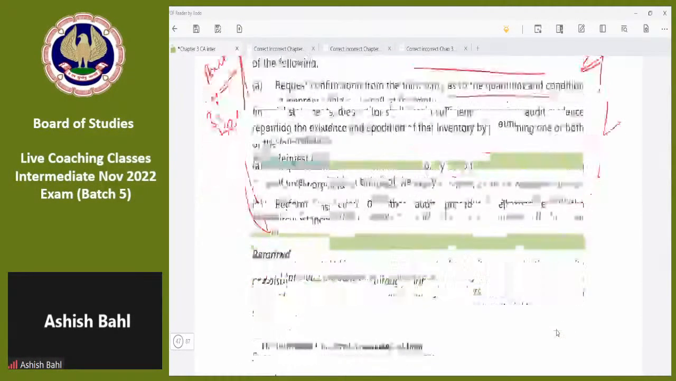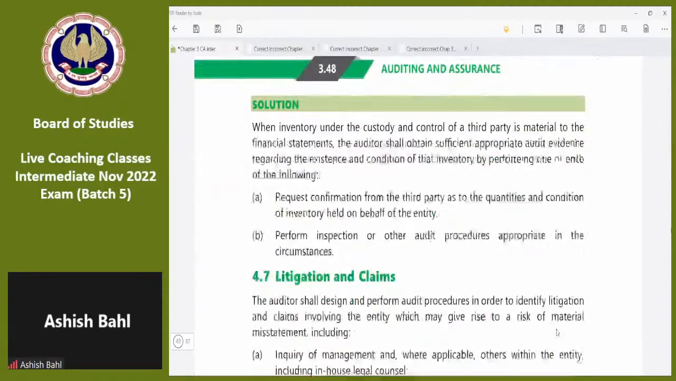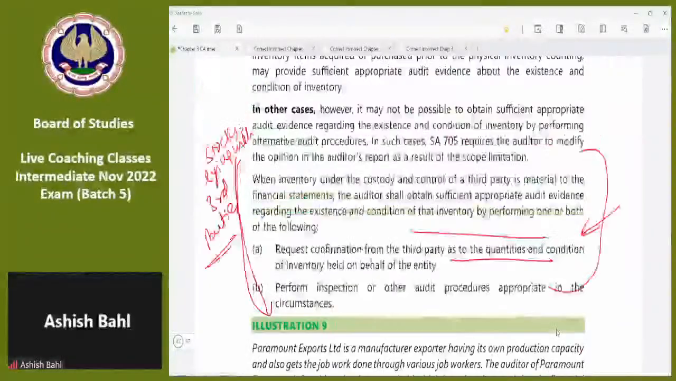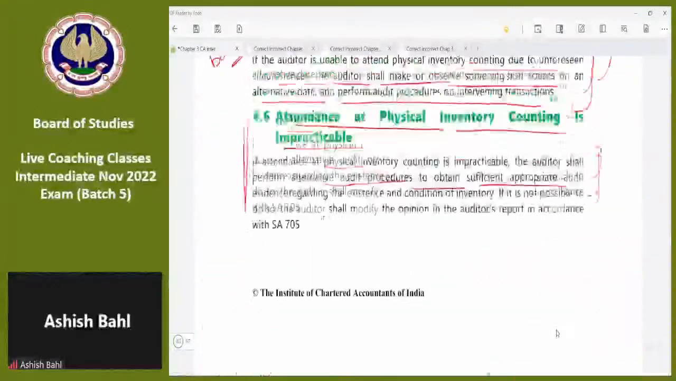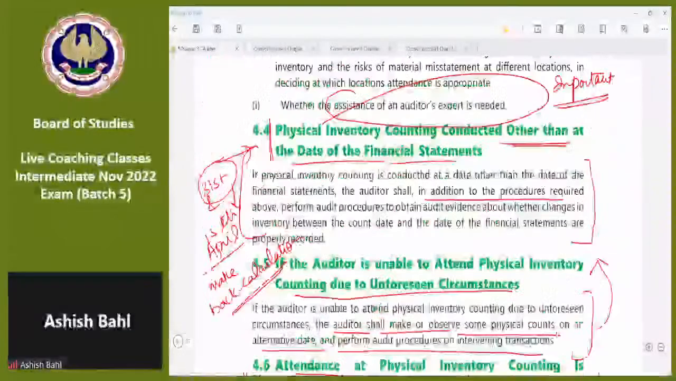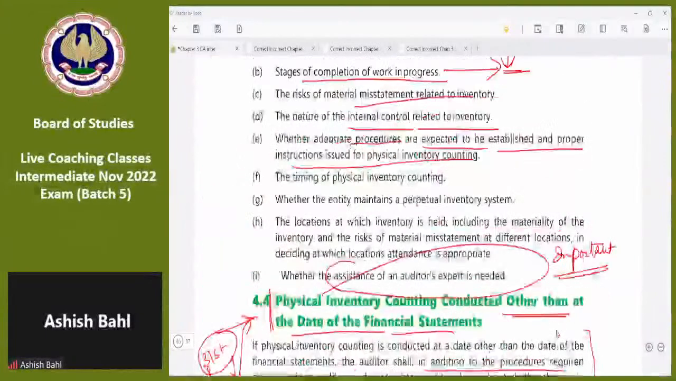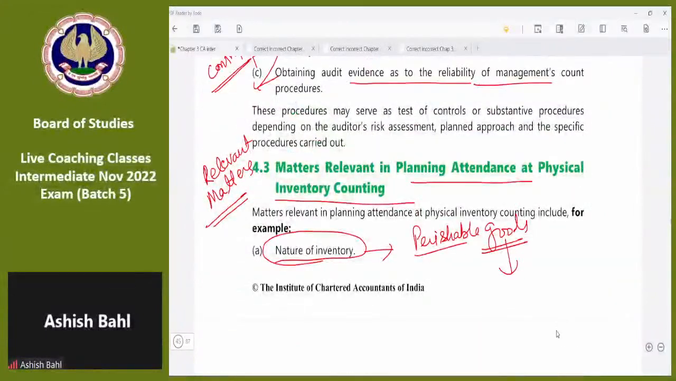Clear, students? So is that clear to you guys? The physical inventory counting, SA 501, how the auditor obtains sufficient appropriate audit evidence regarding existence and condition of inventories as per SA 501.